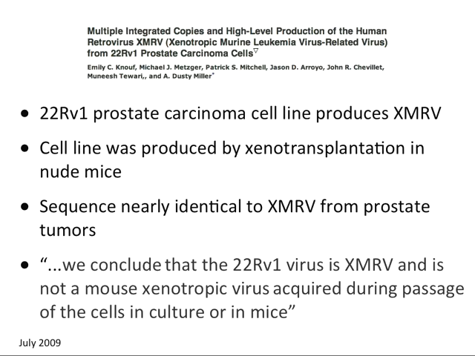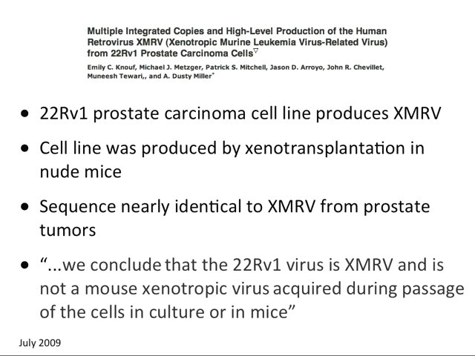This cell line was produced by taking a piece of a human tumor and injecting it into a nude mouse, a mouse without an immune system. It's called xenotransplantation. The purpose is to grow up the tumor. They pass it from mouse to mouse and eventually make a cell line out of it, and that's this cell line, 22RV1. So the sequence of that virus is nearly identical to the XMRV that's been isolated from prostate tumors.